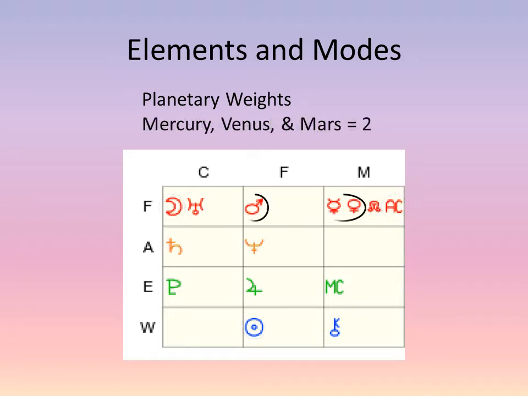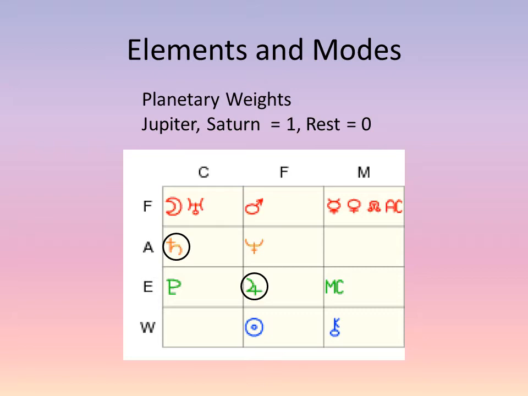And I assign a weight of 2 to Mars, Mercury, and Venus, and a weight of 1 to Jupiter and Saturn, as they get farther away, the slower moving planets. And then all the rest, which is Chiron, Uranus, Neptune, Pluto, I don't give them any weight at all, just because they're so slow moving.